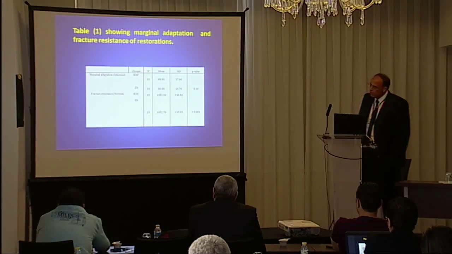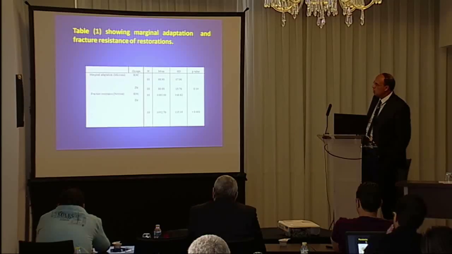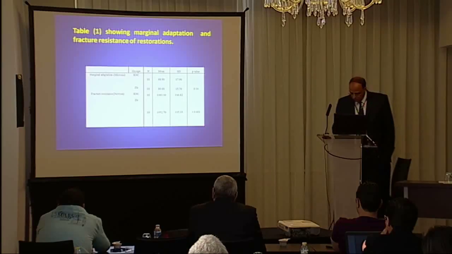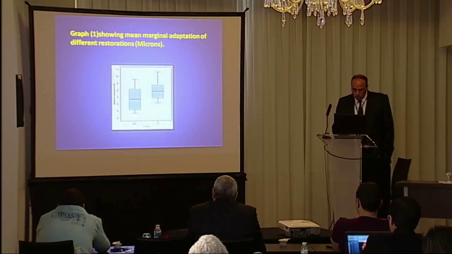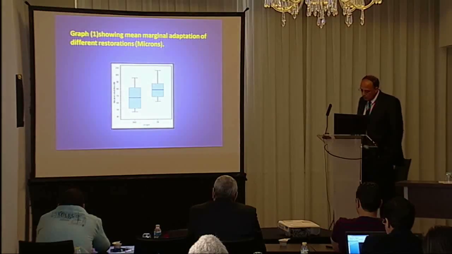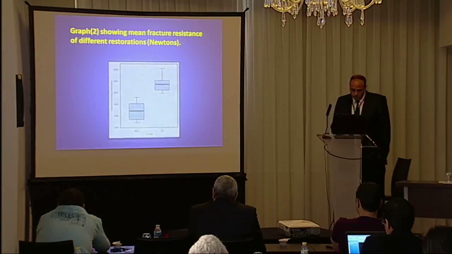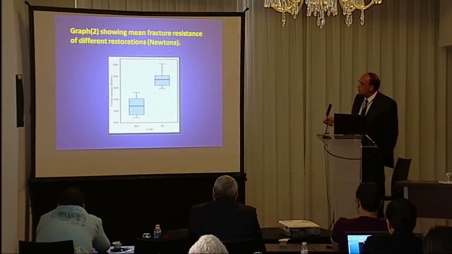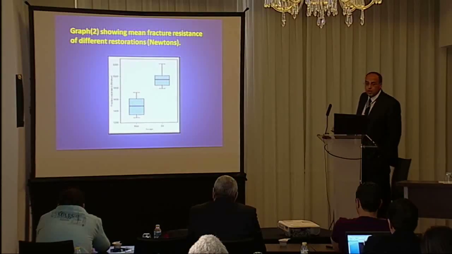This table shows the marginal adaptation and fracture resistance. The marginal adaptation for resin nano-ceramic was 68 microns, and for zirconium 80 microns, much larger. Fracture resistance for resin nano-ceramic was 1,483, and for zirconium 1,952. This graph shows the marginal adaptation of different restorations. This graph shows mean fracture resistance. This is for resin nano-ceramic, much lower, significant, and zirconium.